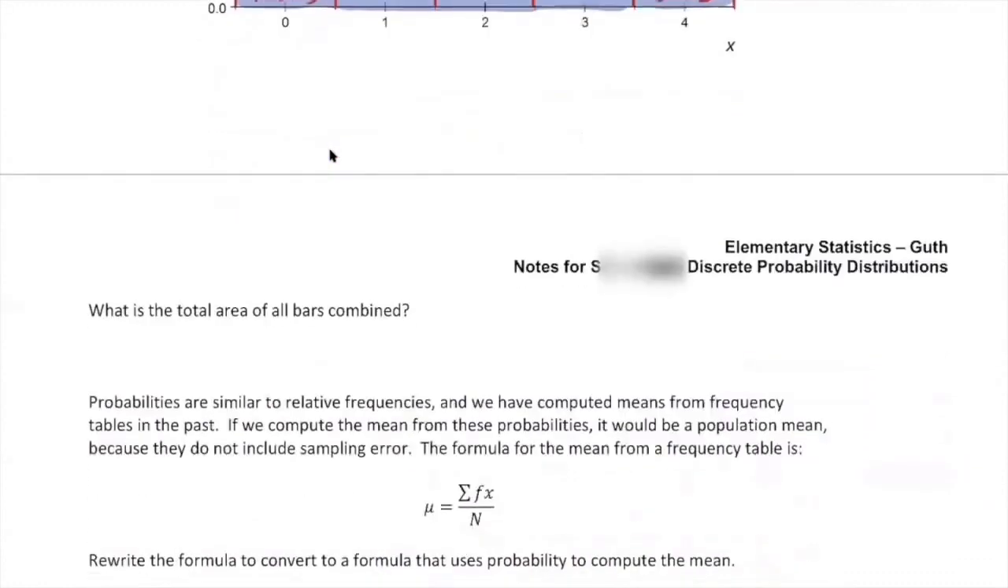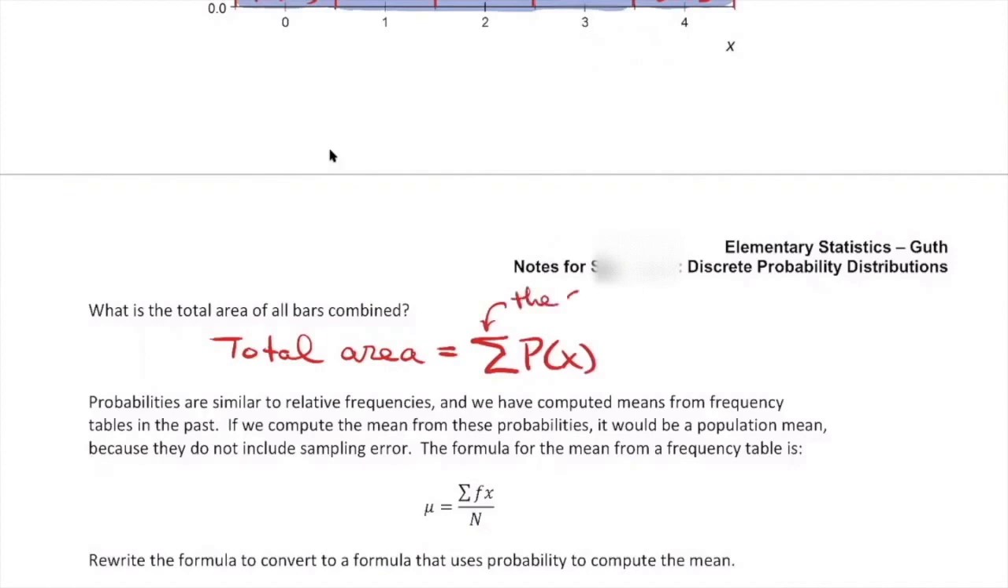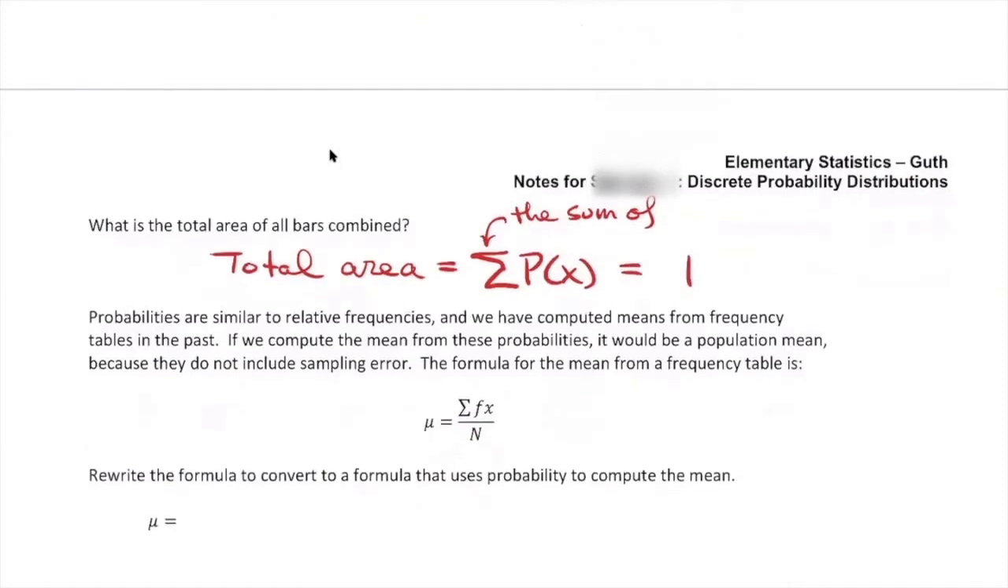Okay, so what's the total area? Anybody do it? Yeah, total area is 1. The total area is the sum of all the probabilities of X. Okay, so remember that's a Greek sigma. That means the sum of all the probabilities, which is 1. Okay, any questions about that?